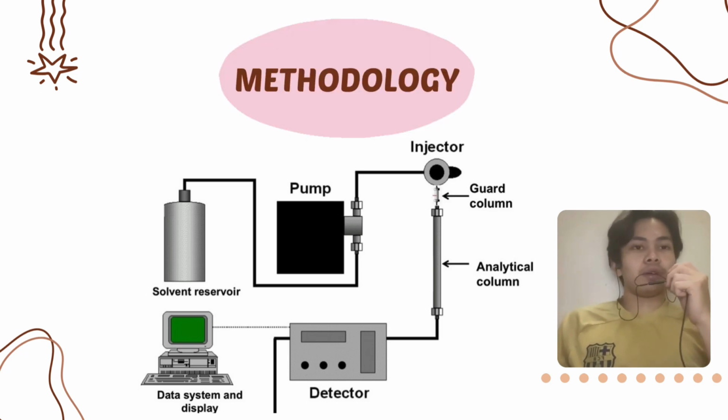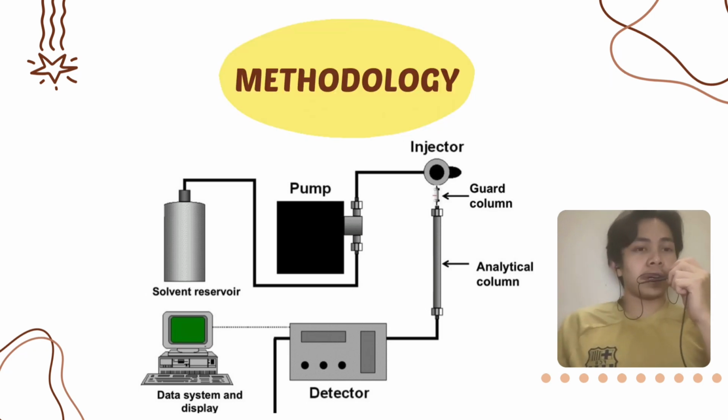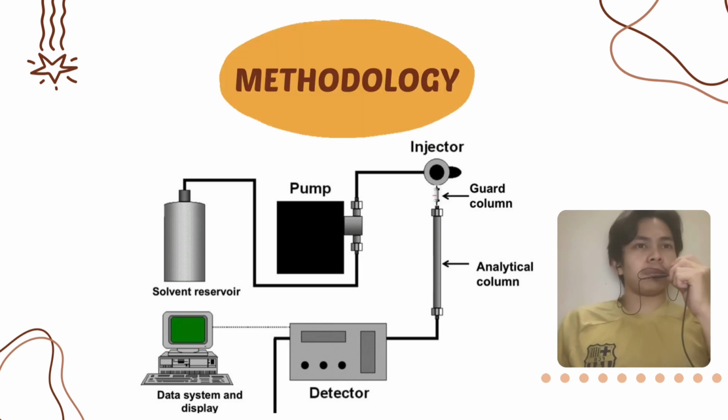And we go to the next process, which is separation of components. The result of this difference in movement is separation. Each component in the sample will travel through the column at a unique speed. The unique speed depends on its affinity for the mobile and stationary phase.